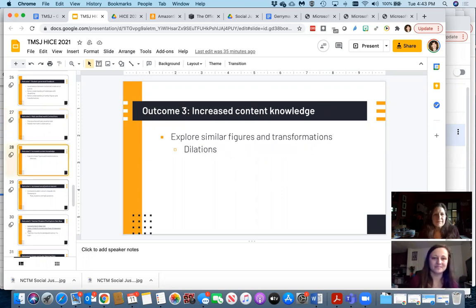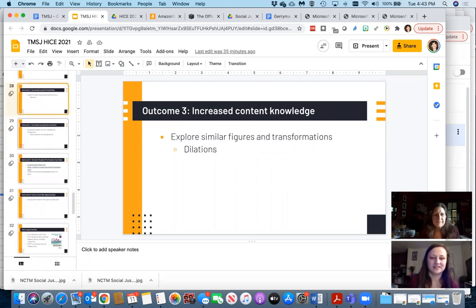Next, we have increased content knowledge. So they explore those similar figures, transformations, like I said, specifically dilations, and they did do better on the post assessment than they did the pre assessment, which is great. That was good.